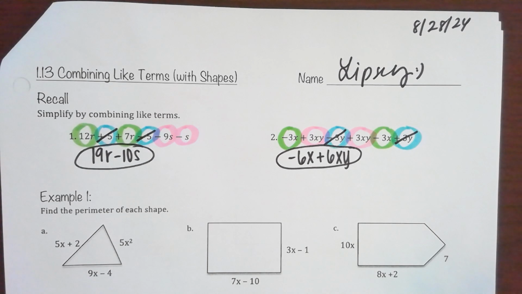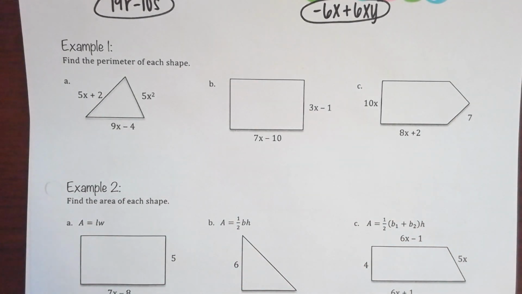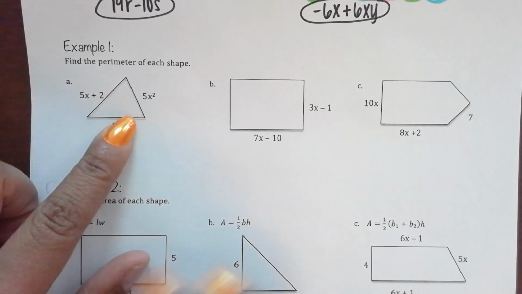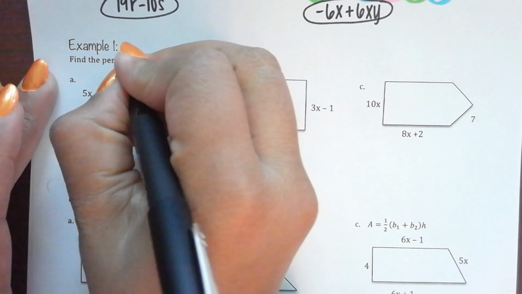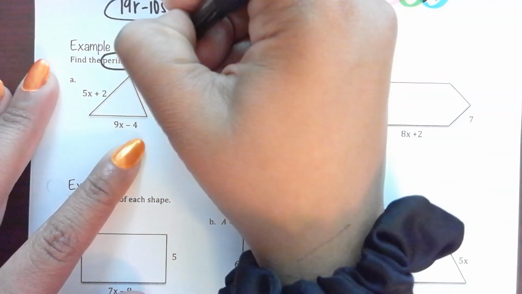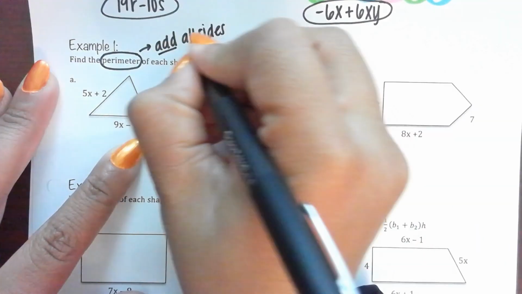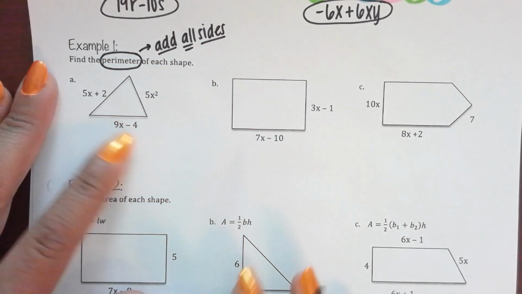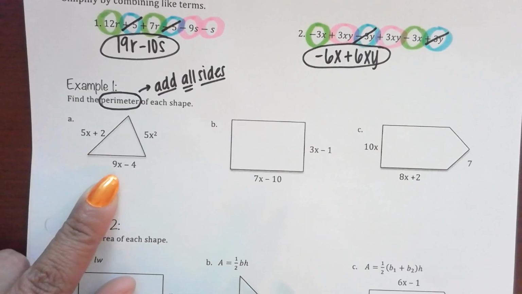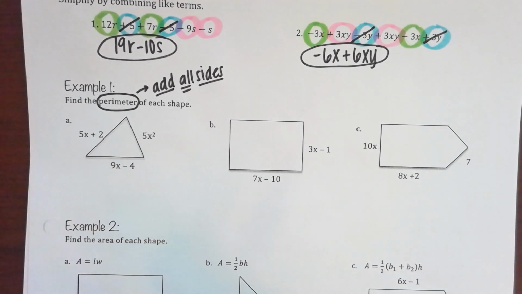Everybody good? So this helps us go into our first set of examples, which is find the perimeter of each shape. So if I'm looking at A, what kind of shape is this? How many sides does it have? 3. So I know perimeter means to do what? Add all sides. So that means 3 sides need to be added. We're going to do that by combining like terms. So start with your first term. What's the first term that we need to focus on?